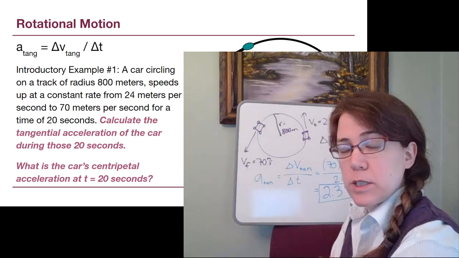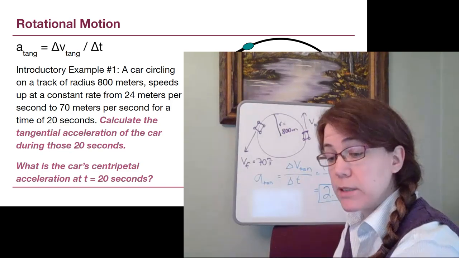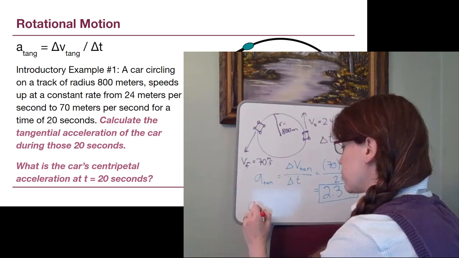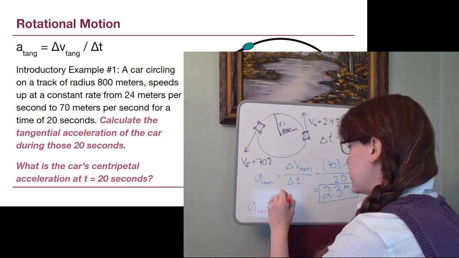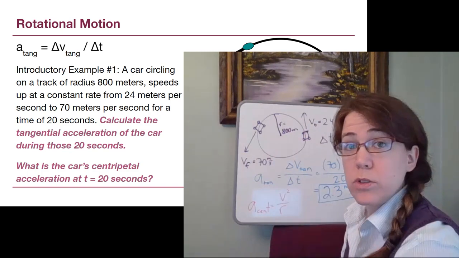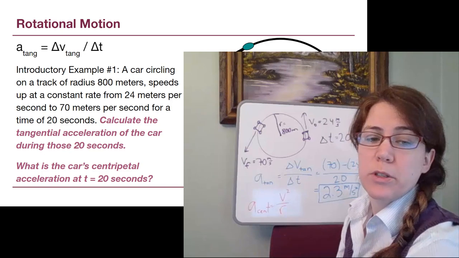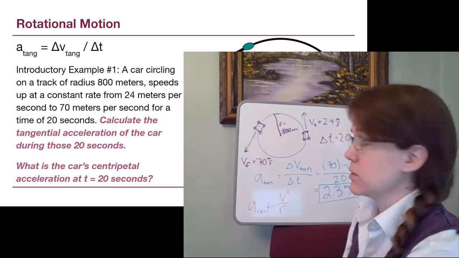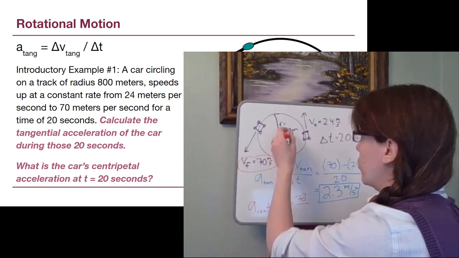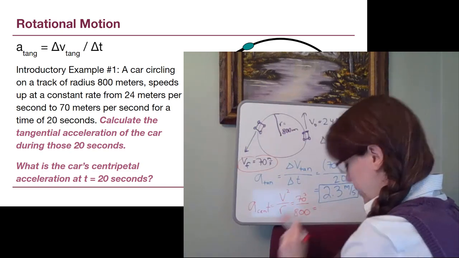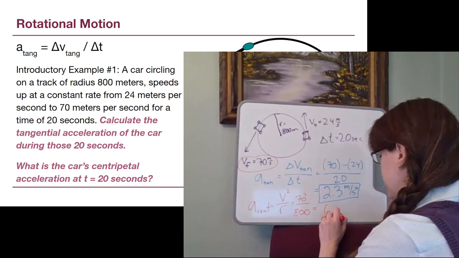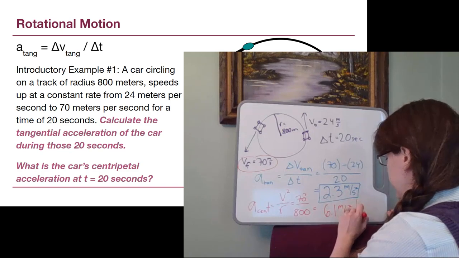But the second question on our slide here, the car's centripetal acceleration, reminds us that we have information from back in chapter 6 that we can use, where the centripetal acceleration is v squared over r. And so we think to ourselves, okay, which velocity do we use? Reread that question, it's asking the centripetal acceleration at t equals 20 seconds. So at that final velocity, we have 70 squared over the radius of 800. And we get 6.1 meters per second squared.